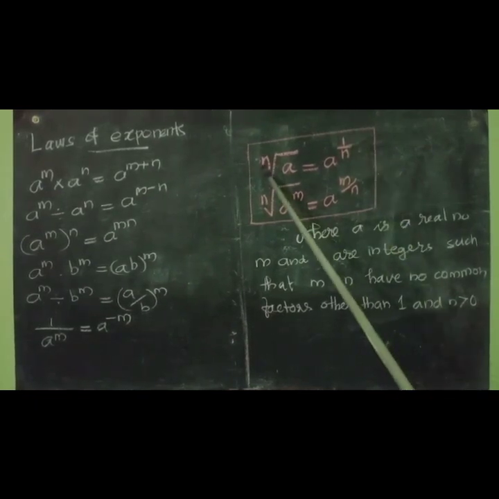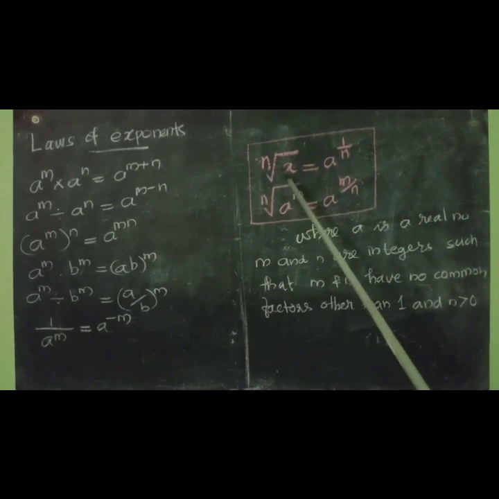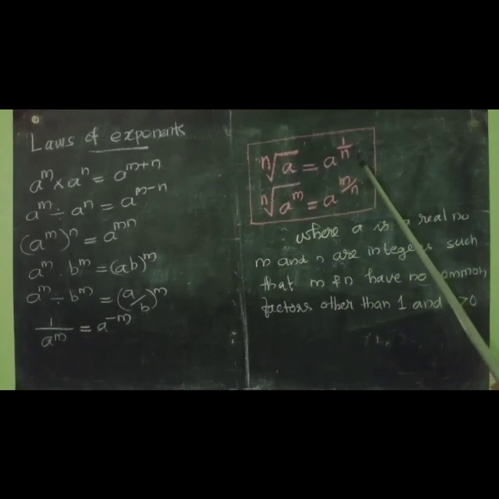And here I have written two more laws of exponents. Nth root of a equal to a raised to 1 by n. Then another one, nth root of a raised to m equal to a raised to m by n, where a is a real number, m and n are integers such that m and n have no common factors other than 1 and n greater than 0.